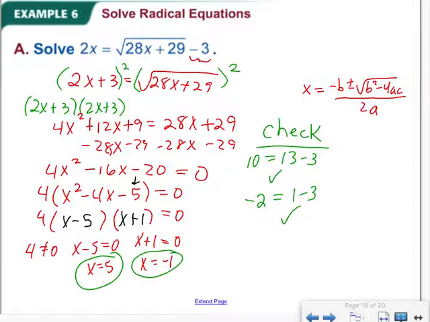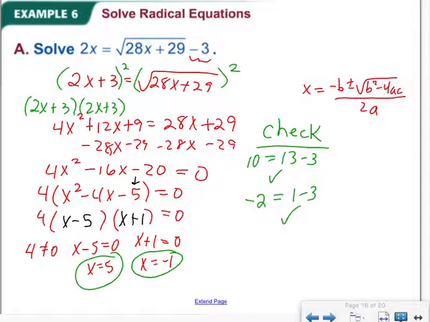Now sometimes you'll have both check out just fine. Sometimes you'll have one that works and one that doesn't, and sometimes nothing will work. So, please, for these, always take just a second and plug the value back into the original equation. Don't plug it back into any of your other versions. Plug it back into the very original one and make sure it works.